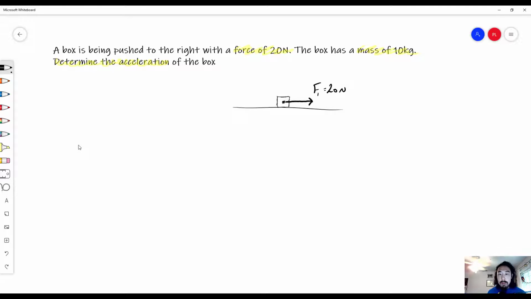Now, this is not a complete free body diagram, so I'm going to go ahead and complete it. We have the weight going down, so F of G is equal to, well, we can figure that out. And then because it's on a surface, we also have the normal force, which I'm going to write as F of N. Now, we are only looking for the acceleration, but it's good practice to figure out these two values. So after I figure out the acceleration, let's figure out the normal force and the force of gravity.